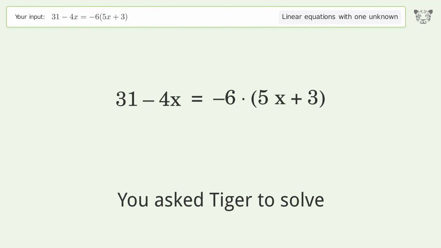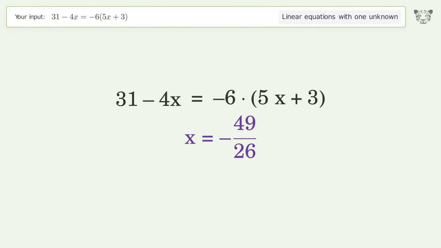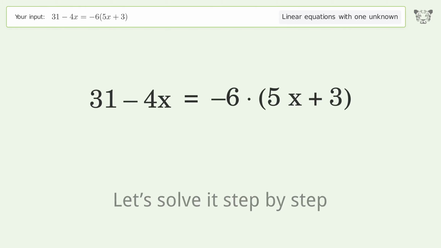You ask Tiger to solve this. It deals with linear equations with one unknown. The final result is x equals -49/26. Let's solve it step by step.